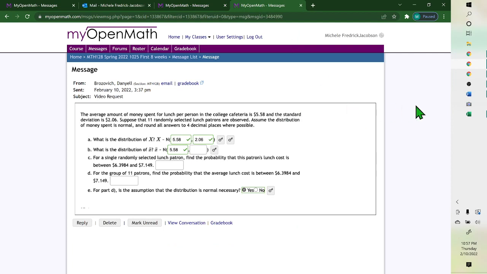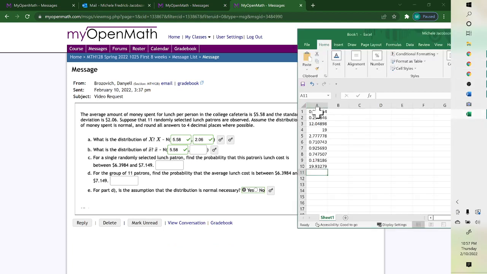One last one. I'm going to delete these ones. For this last one, this first one is the distribution of any one randomly selected item, which would be these two. Now this one's saying a sample rather than one individual.